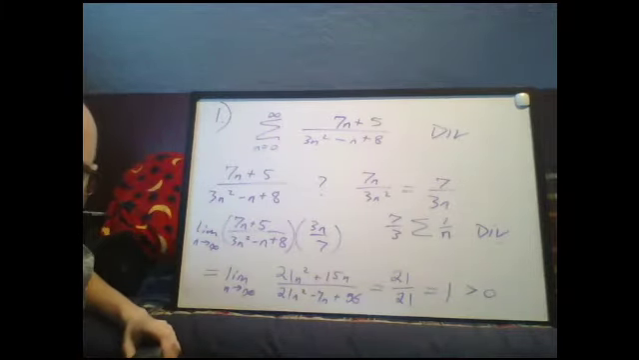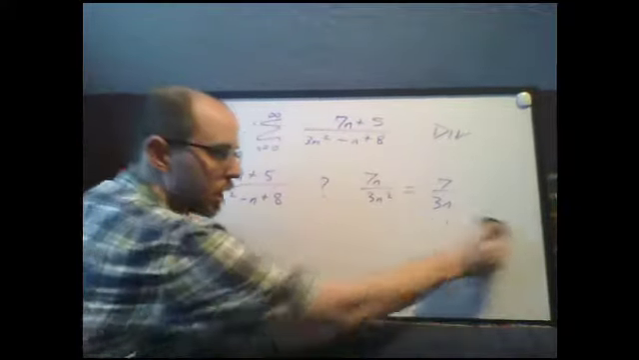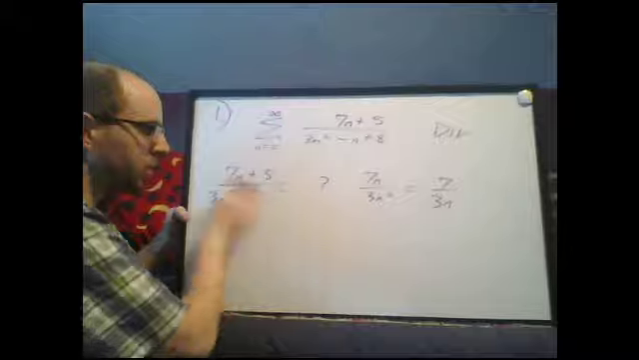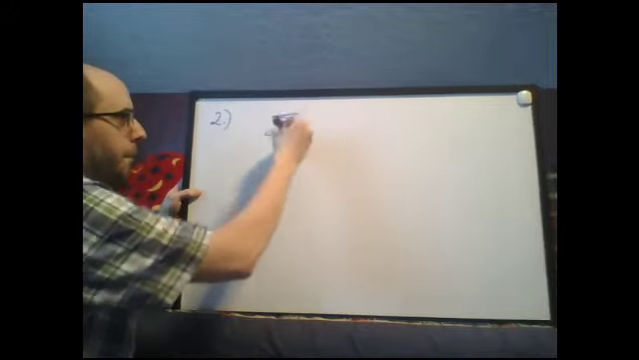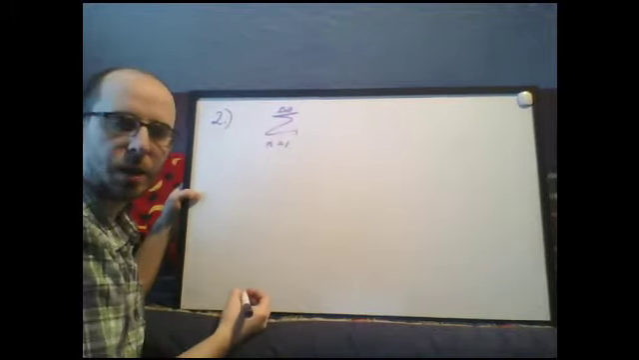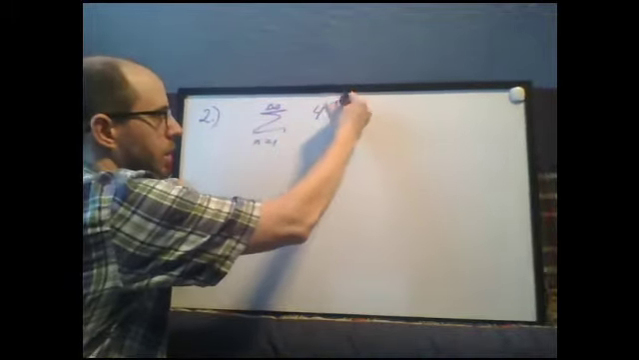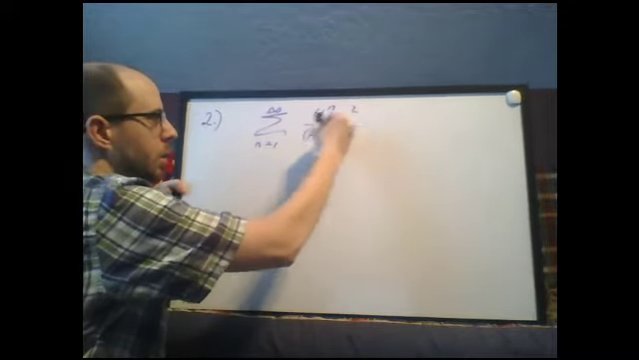Let's move on to problem 2, which is to use the ratio test or the root test to determine if the series are convergent or divergent. So here I'm telling you, you have to use the ratio test or the root test. Summation of 4 to the n squared divided by (n plus 1) factorial.